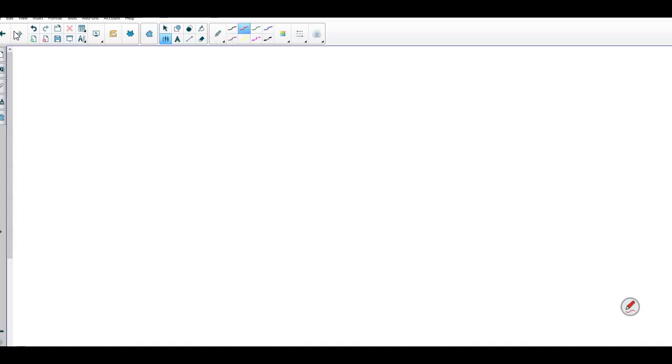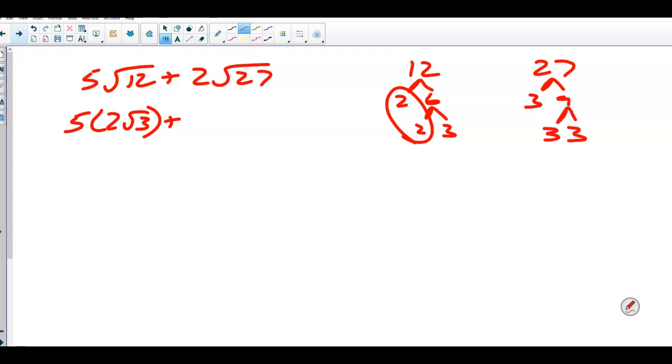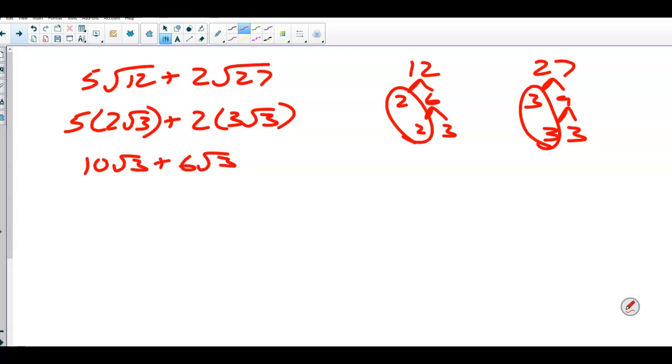All right, simplify 5 root 12 plus 2 root 27. Remember, to simplify these, you need the same number under the radical. So let's look for it. We're going to break the 12 down. It's 2, 6, 2, 3. So 12 can be written as 5 times 2 root 3, plus 27 is 3, 9, 3, 3. So 27 can be written as 3 root 3. 5 times 2, we get 10 root 3 plus 6 root 3. And I get an answer of 16 root 3.